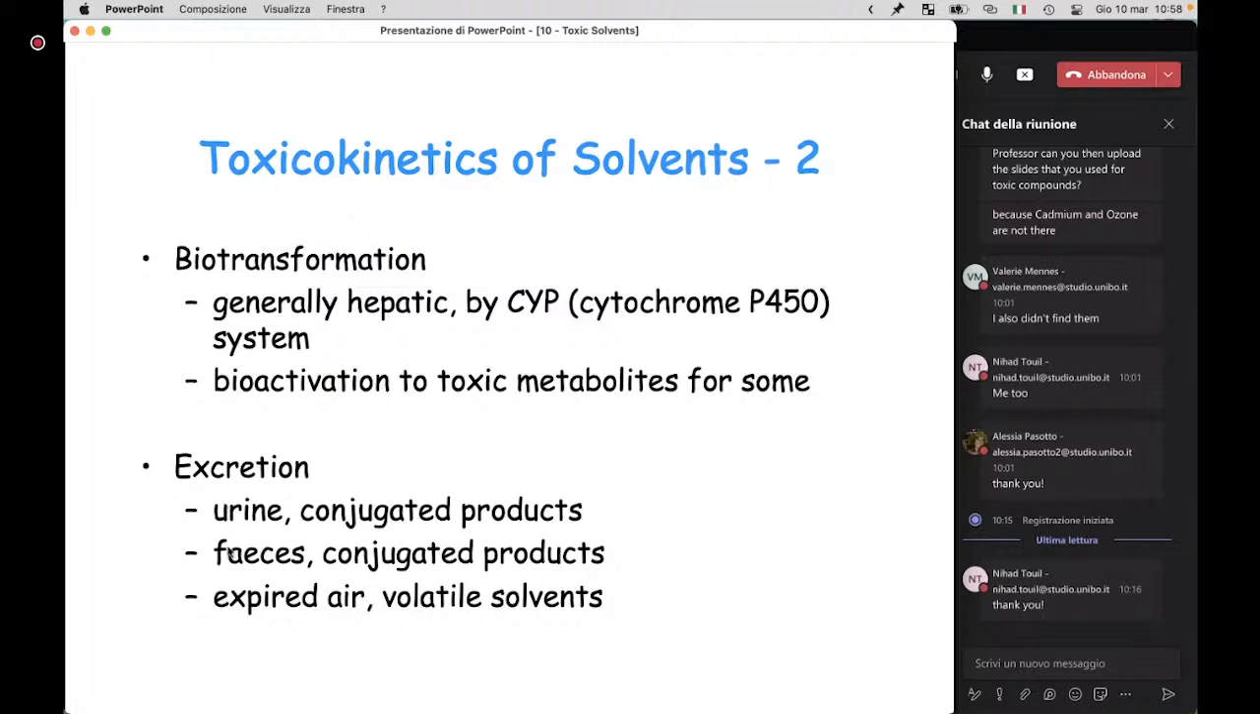Also, feces can contain some part of the solvent, but as usual, urine is the most important route. And for volatile solvents, also the air. Just like you inhale them, you can exhale them.